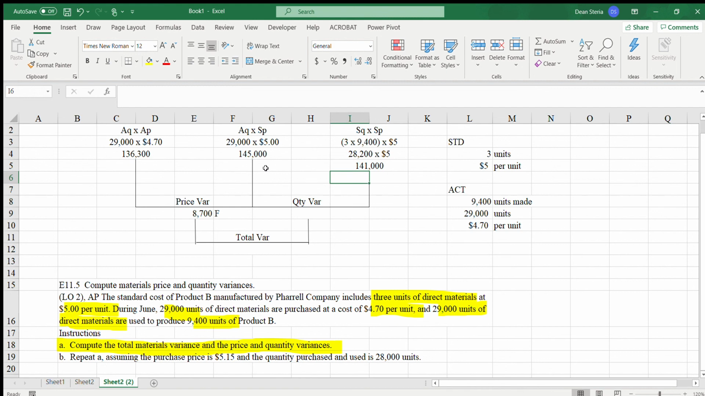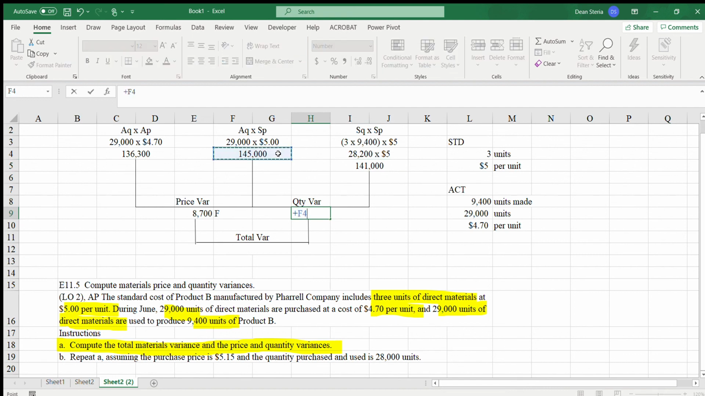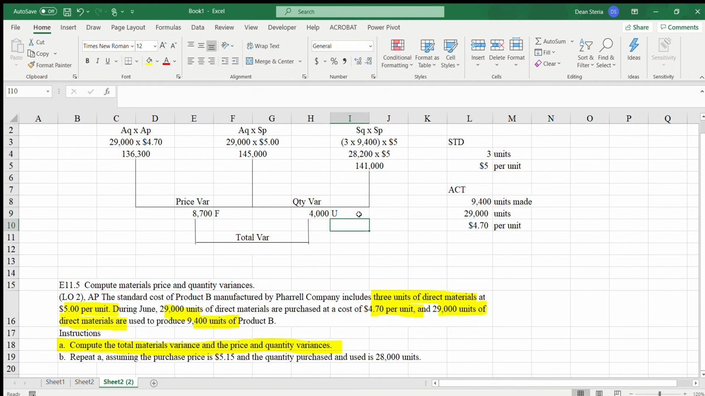So now I have to compare this and this. So my actual quantity at standard price was 145, this was 141. Therefore I have a $4,000 variance. Is it favorable or unfavorable? Well, I actually used more than I anticipated. Therefore that's going to be an unfavorable variance.